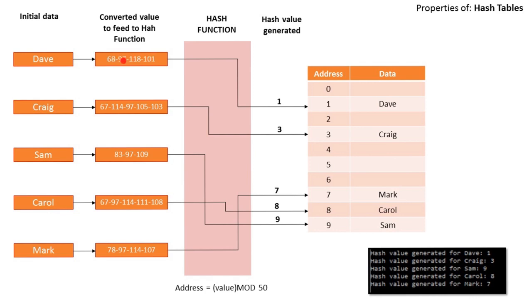Dave, when thrown in, generates the hash value 1. Craig generates the hash value 3. Sam 9, Carol 8, and finally Mark 7. This allows us to map these initial keys to these locations in our hash table. Should we ever wish to retrieve Dave from the hash table, we simply feed the key Dave into the hash function and it will return the position of where to find Dave, position 1. So far, so good.